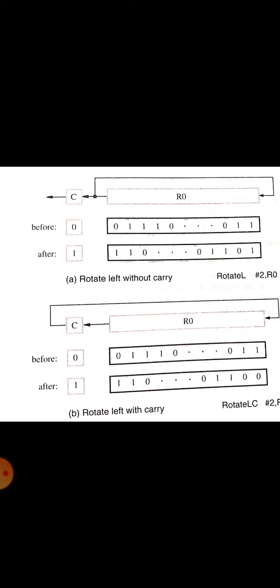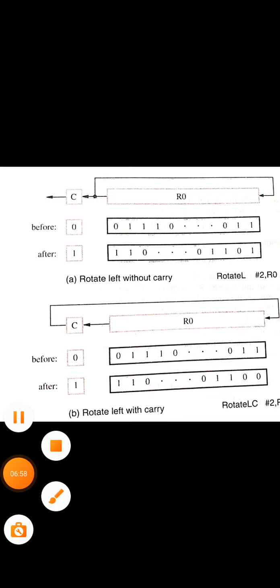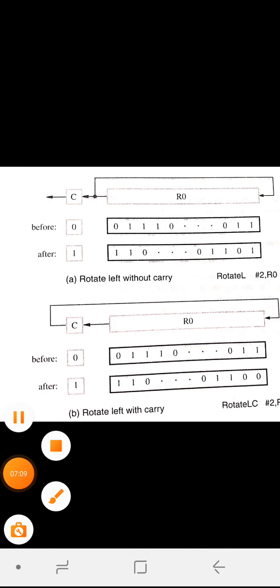Now rotate with carry: the vacant position will be filled with the carry value. So initially the carry will be 0, right? So the 0 has been put here. Initially carry is 0. Once you have done the rotation, 0 has been put over here. Next, second rotation, so this 0 is coming to the carry. That is why again 0 has been placed in your vacated position. So this is rotating left.